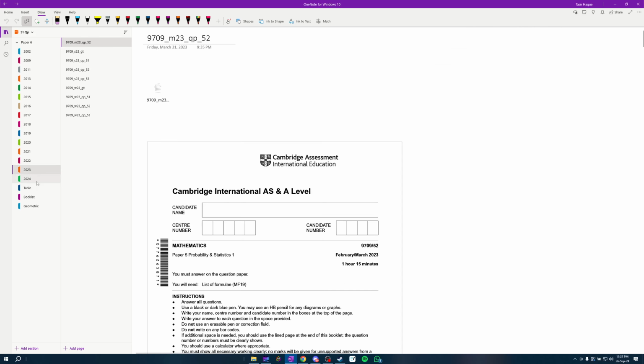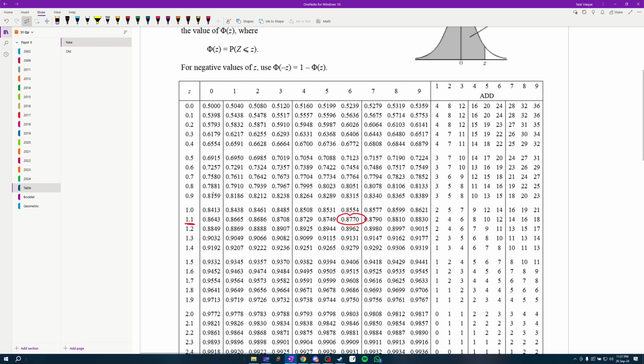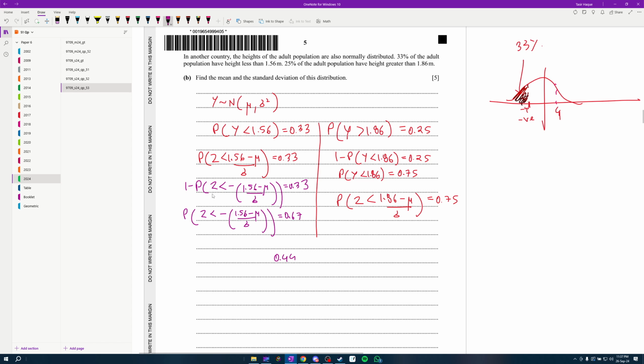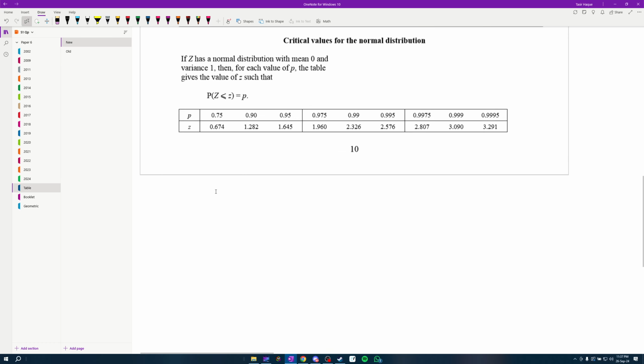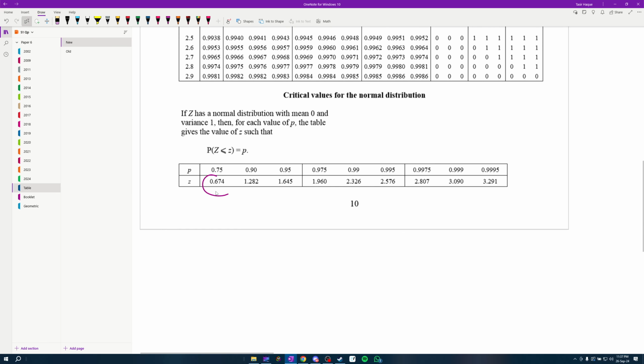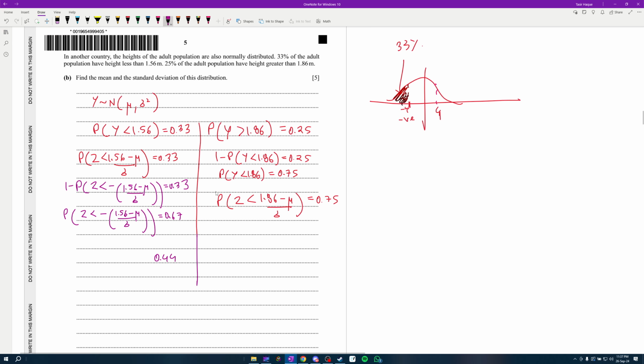So what are we looking for? 0.67 and 0.75, okay. 0.67, I have that over here. So that is 0.44. Fine. And 0.75, I have that over here. 0.674. Okay, so (1.86 minus mu) by sigma is this, and here minus, fine, okay.